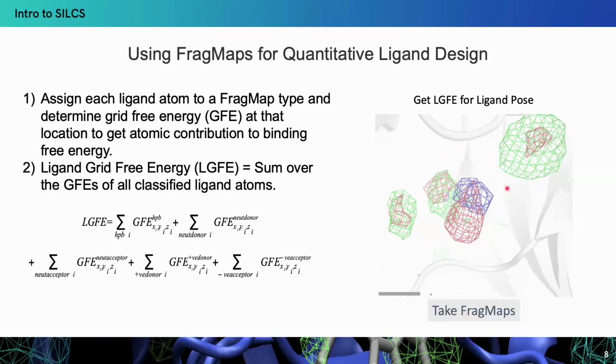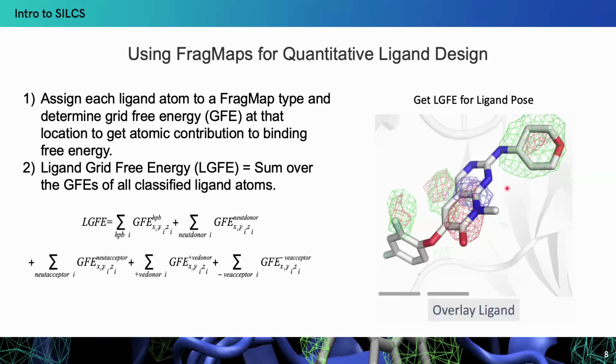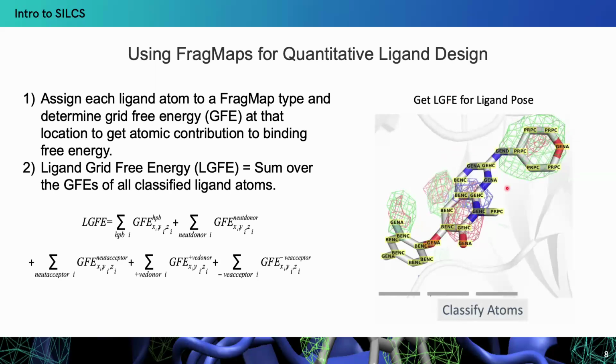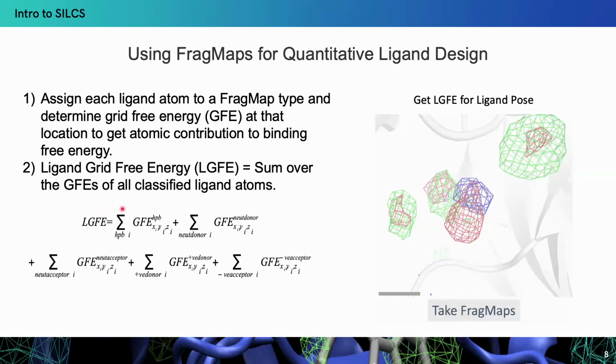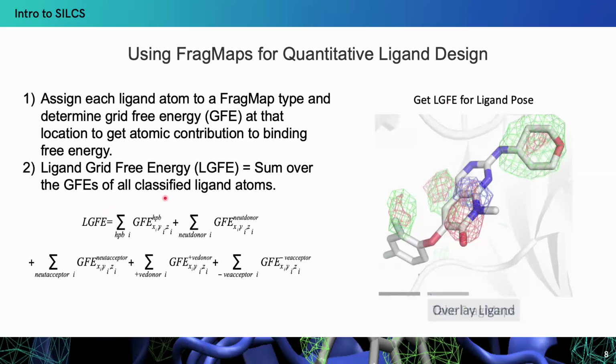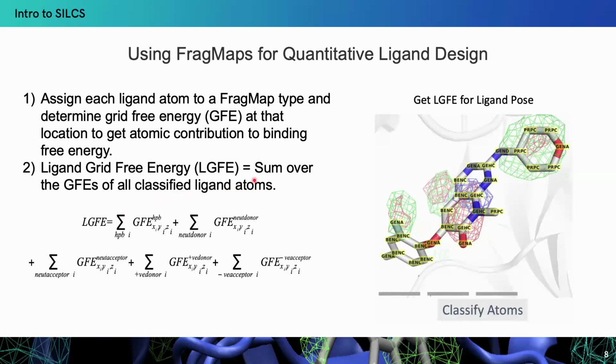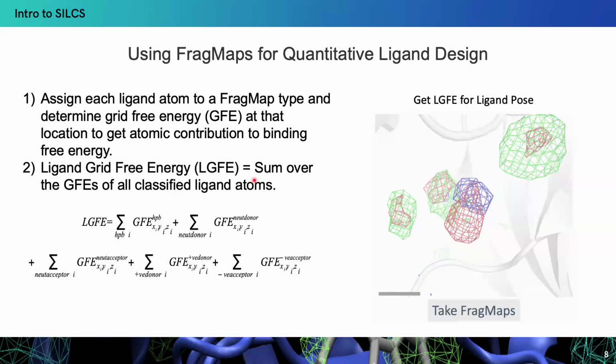Basically, we can get an atom-based free energy contribution that can be summed into a score that we call LGFE, ligand grid free energy. This LGFE score is an estimate of binding free energy of the ligand in that pose. Because the frag maps are pre-computed, this simple assignment and summation is instantaneous and becomes the core of this technology as we move forward.